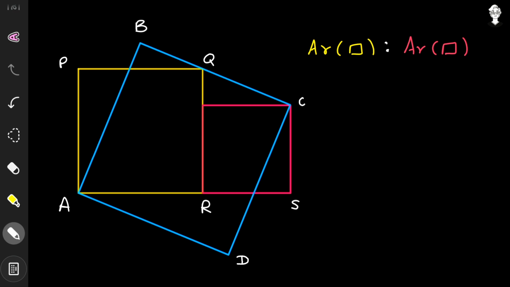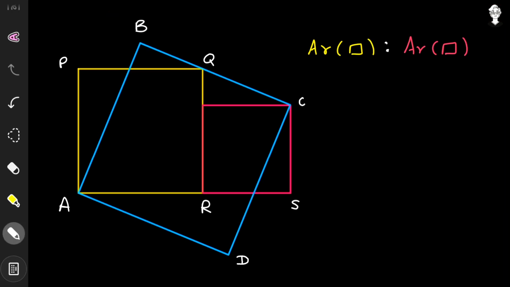Now using this given data, you have to find the ratio of the area of the yellow square to the area of the red square. So let us see the solution. How can we find this particular ratio? So first of all, we can see that the side lengths of these three squares are not given. So we will start the solution by taking their side lengths as variables.